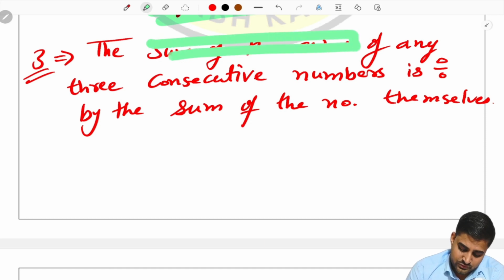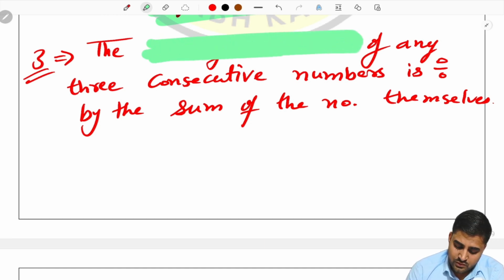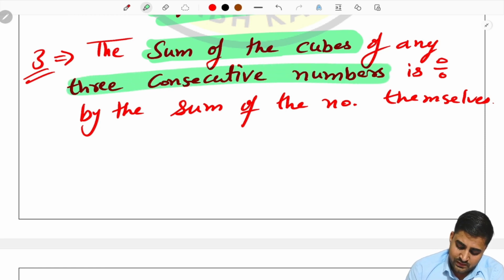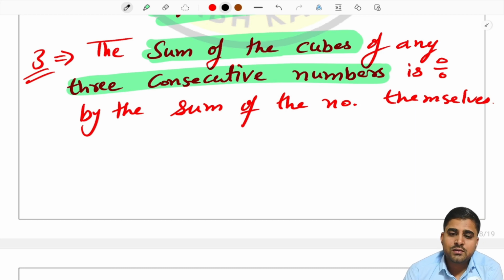Sum of the cubes. Now we are talking about the cubes, of three consecutive, means back to back. They are on back to back pattern. Then it is divided by the sum of the numbers themselves. Let me show you one example here. Pay your attention, please. I am taking the small units because otherwise it will be very difficult for me to explain. Otherwise it is applicable to each and every question. So do not worry about this. Just learn the concept.